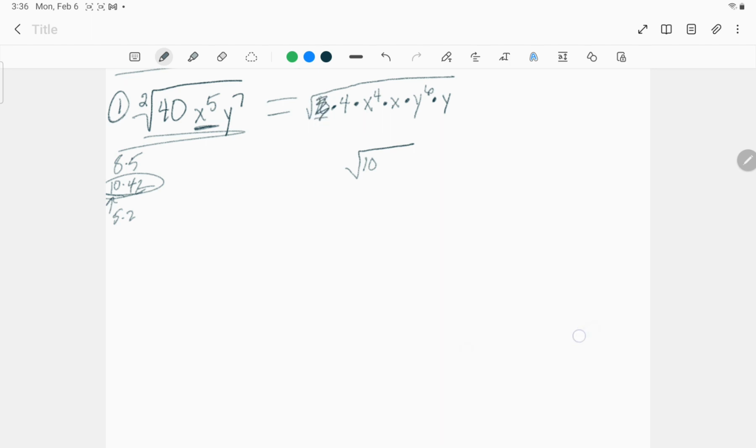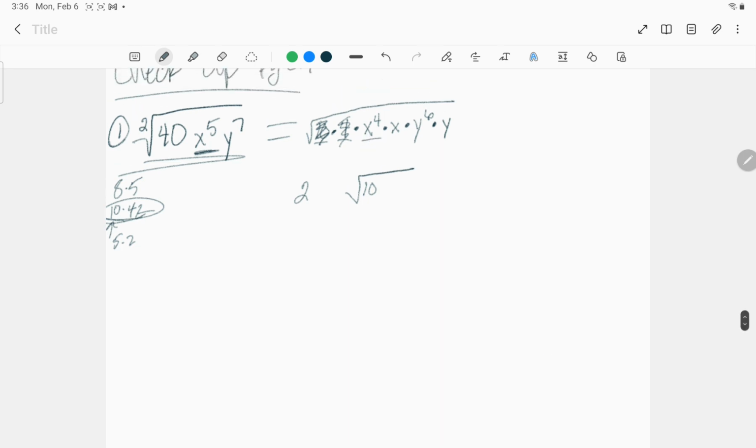All right, so that one is done. So I have a 4, it's a perfect square, and it's 2, so I'm done with that. I have x to the 4th. What is the square root of x to the 4th? 4 divided by 2 is what? 2. Leaves me with 1 left over. And then I have y to the 6th. 6 divided by 2 is 3. Done with that. And all I have left is a y. And that is your answer: 2x squared y to the 3rd times the square root of 10xy.